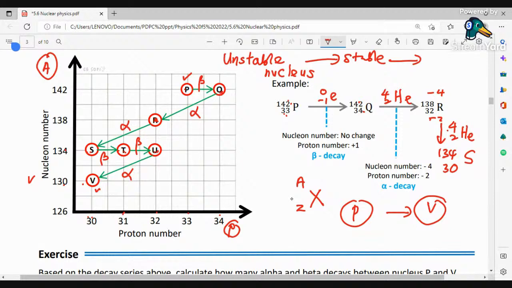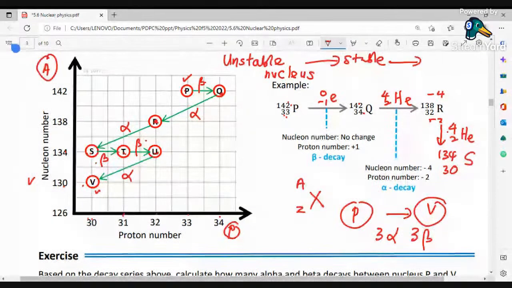Ada berapa alpha? 1, 2, 3. Maksudnya release out 3 alpha. How many beta? 1, 2, 3. 3 beta. Okay, so ini kita panggil decay series. Decay series. Okay. Ada soalan tak?